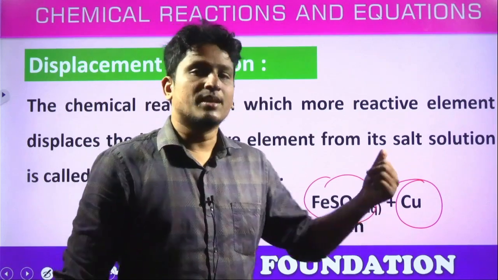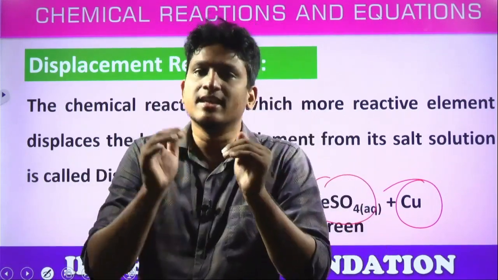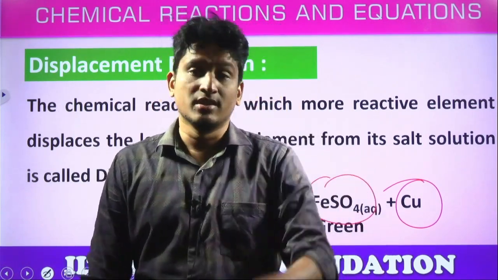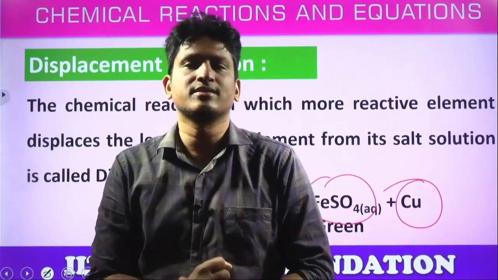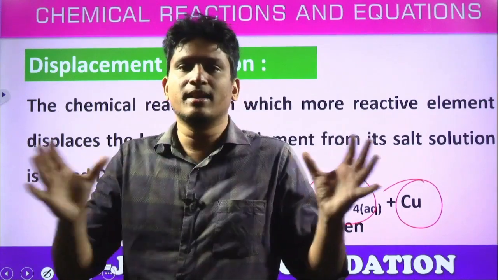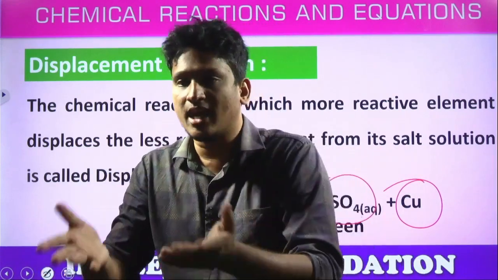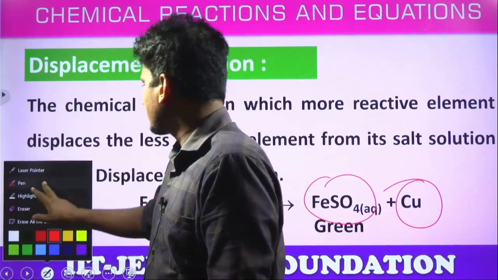So students, the point to be remembered is that a highly reactive metal displaces a less reactive metal. These types of reactions are called displacement reactions. Here one doubt: sir, how do we know which is highly reactive and which is less reactive? We have a series of metals which are already classified based on their high reactivity, moderate reactivity, least reactivity, that I will show you, students, in the coming slides.